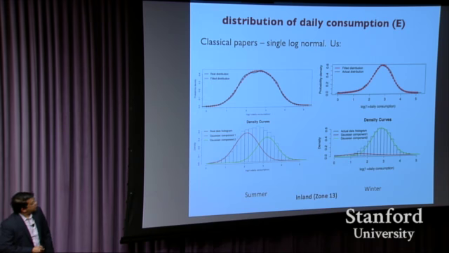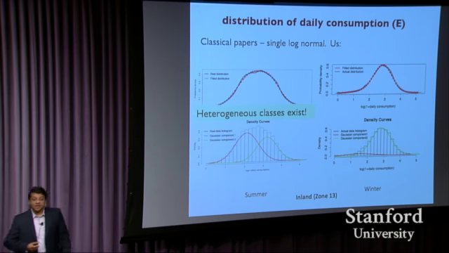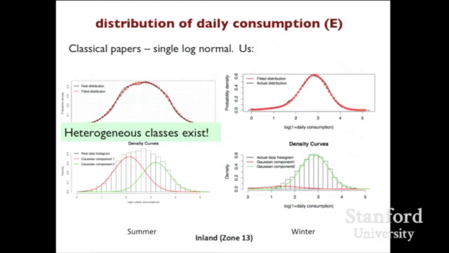So this fits what's called a mixture model very well. And this proves, well, you actually have heterogeneity in consumption. That homogeneous assumption is incorrect.